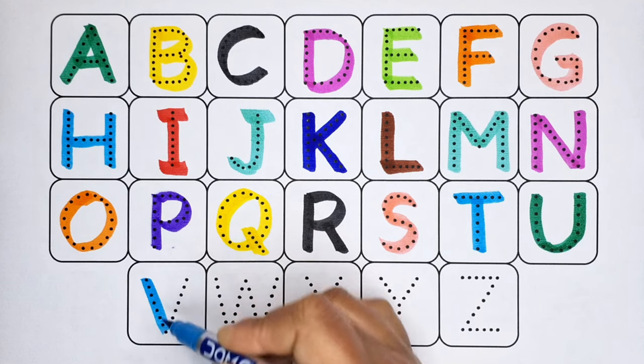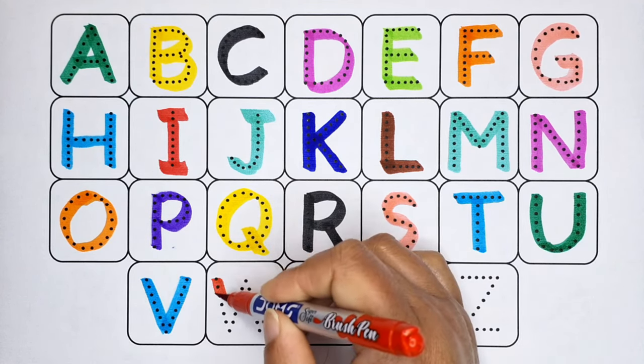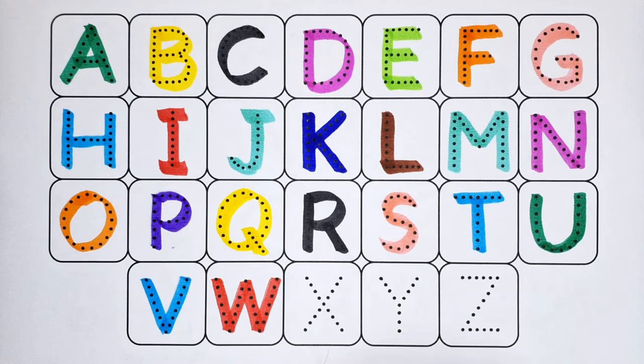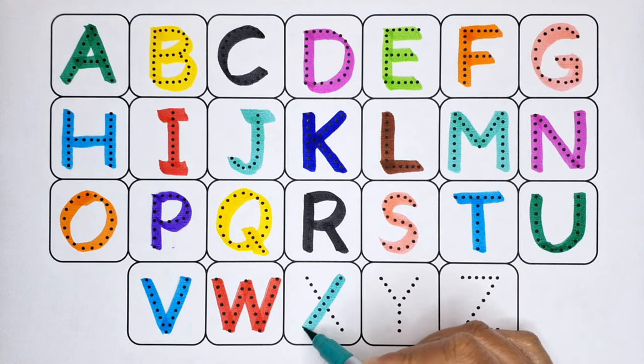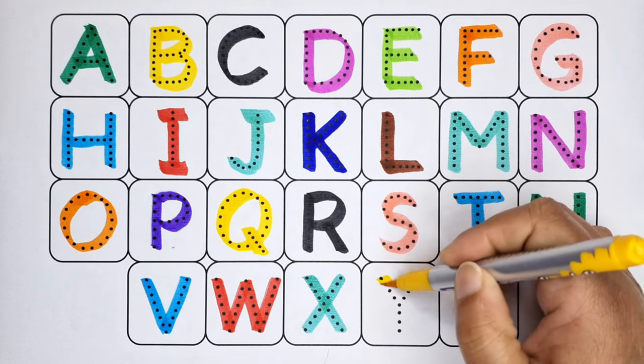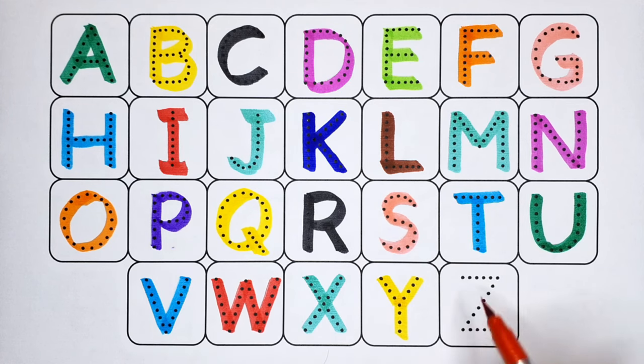V, V for vulture. W, W for watermelon. X, X for Xerox paper. Y, Y for yogurt. Z, Z for zigzag.